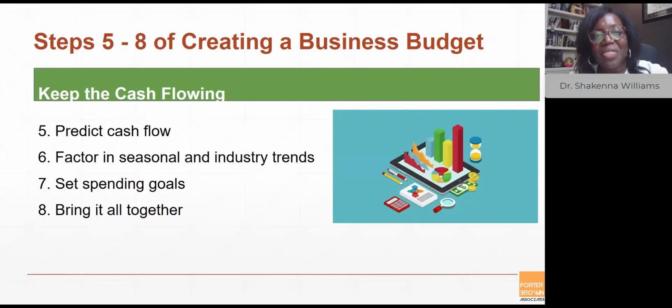Five, project cash flow. There are two components to cash flow: customer payments and vendor payments. You need to balance these two components to keep cash flowing in your organization. To do your best to ensure timely customer payments, it's important to have flexible payment terms and the ability to receive payments through common payment channels.